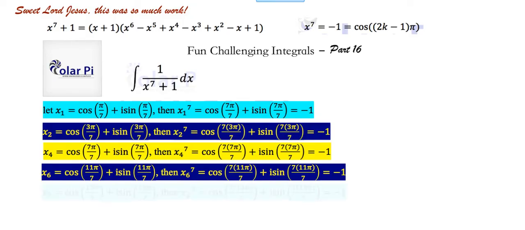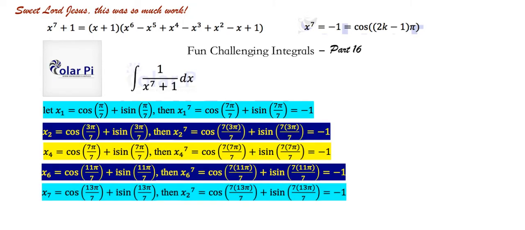And then finally x7. Now, we'll demonstrate that x7 and x1 are conjugate pairs, and you can use a similar idea to demonstrate that x2 and x6 are conjugate pairs, and therefore x3 and x5 are conjugate pairs. So what we're saying is if x1 is a plus bi, then x7 would have to be a minus bi, right?